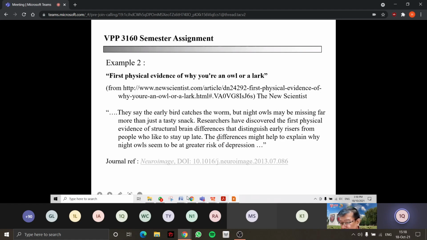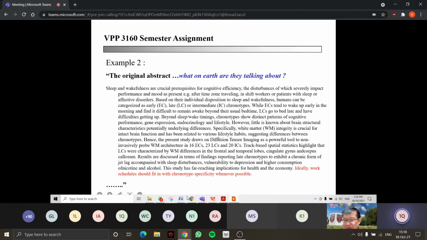So you see, they talk about depression here. But the original publication did not really highlight that, apart from a few things. They say late chronotypes exhibit a chronic form of jet lag accompanied with sleep disturbances, vulnerability to depression, and high consumption of nicotine and alcohol, and so on and so forth. So this is something where you need a science communicator to help you translate, because oftentimes a lot of research is very, very technical in nature. You need somebody to translate that, then only it becomes meaningful.